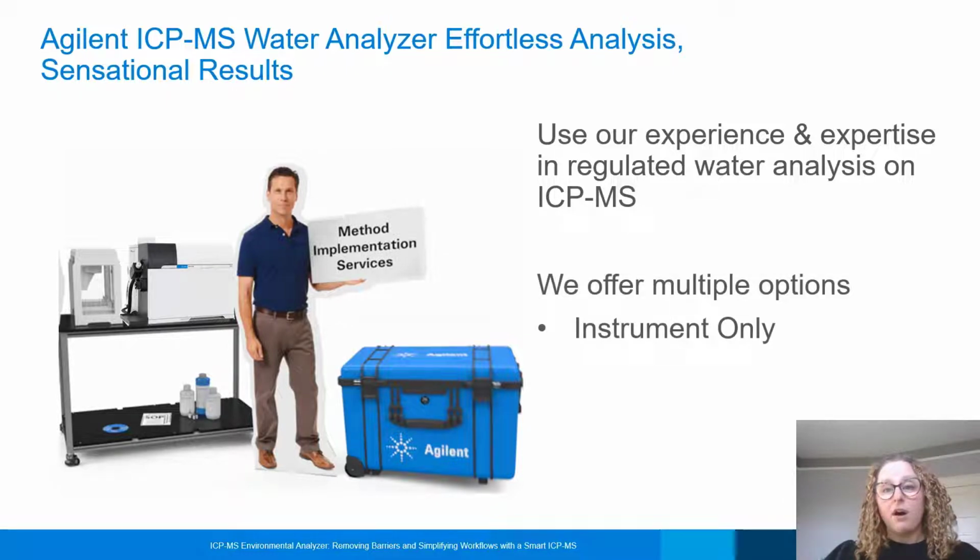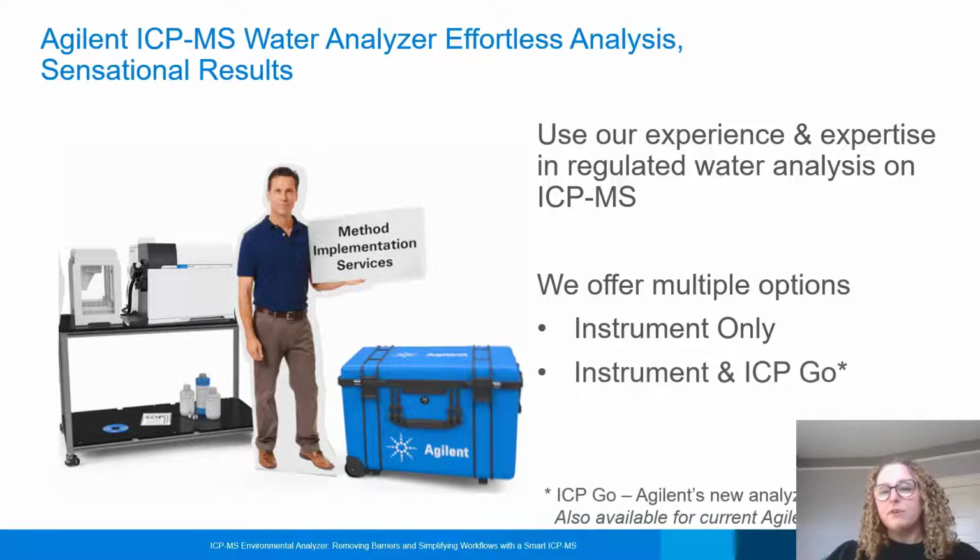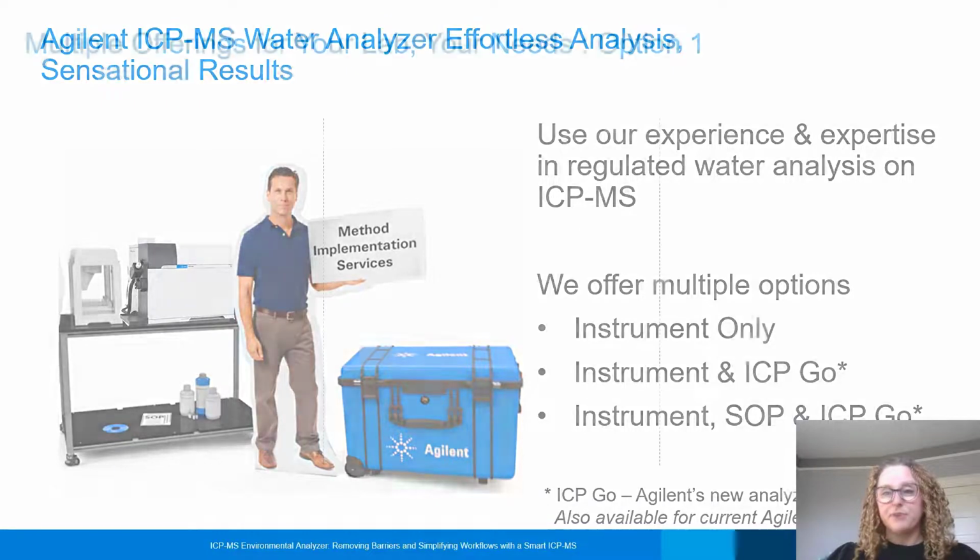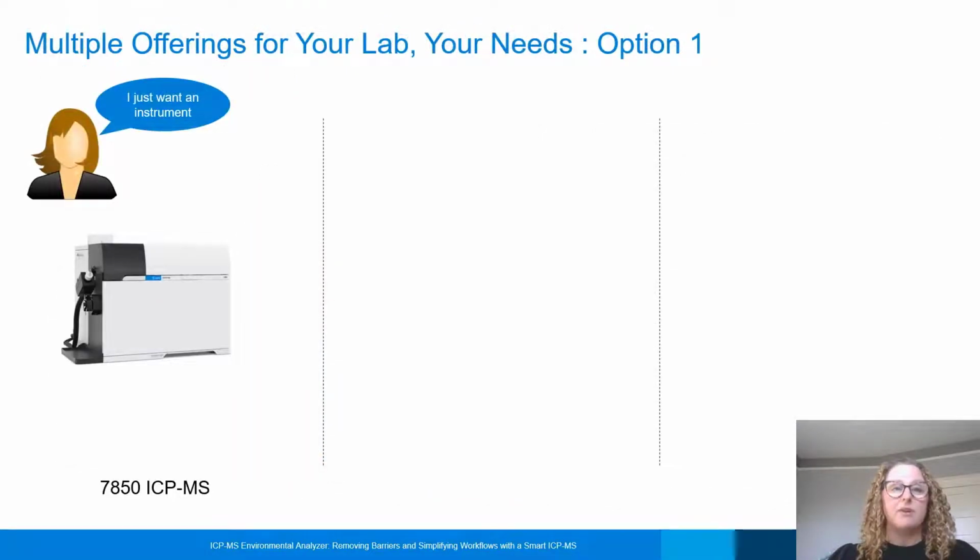So we offer multiple options. You could be a very experienced lab and you just need a new instrument, and we can do that. We can provide you with the 7850. If you need an instrument and maybe some additional help, maybe with an ICP Go, we can do that. We could also help you with an instrument, an SOP, and an ICP. Okay, so let's see how our multiple offerings can help your lab, depending on your needs.